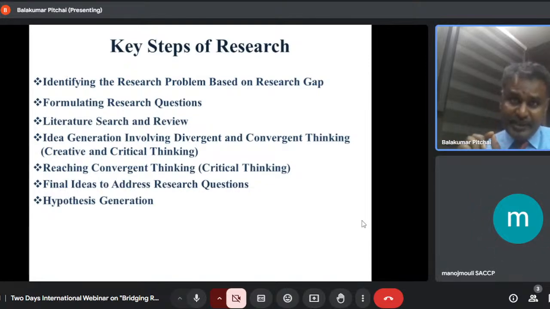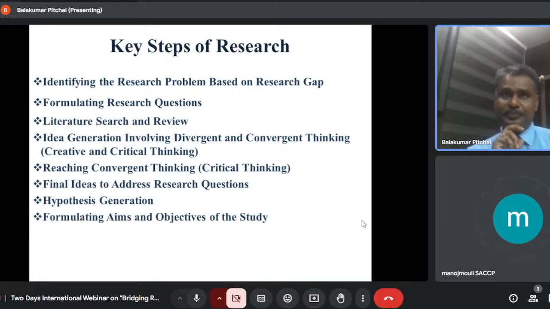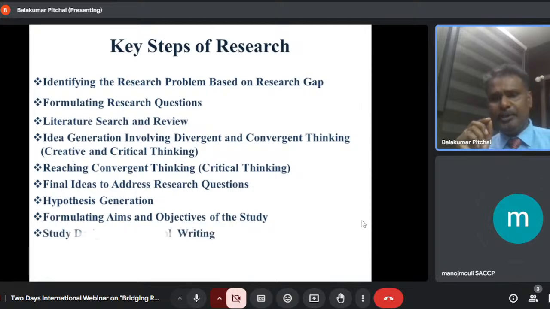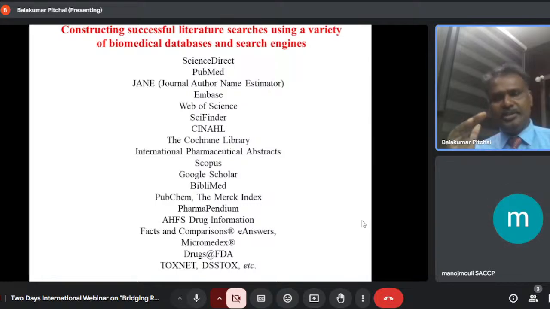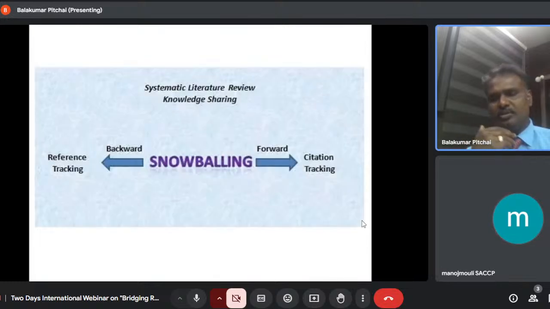So you have to very clearly define the hypothesis, then aims and objectives of your study. The aim may be one, but objectives may be many, maybe 3 or 4. So what are the aims and what are the objectives? That you have to define. Then you can design the experiment and the protocols. And these are the search engines that you can commonly use. Science Direct, IMRAD, GNAN, Embase, Web of Science, SciFinder, Sinahil, Coherent Library, Scopus, BibliMet, and all this American Hospital Formulary System, Drug Information, Fact and Comparison Answer, Micromedox, all things.